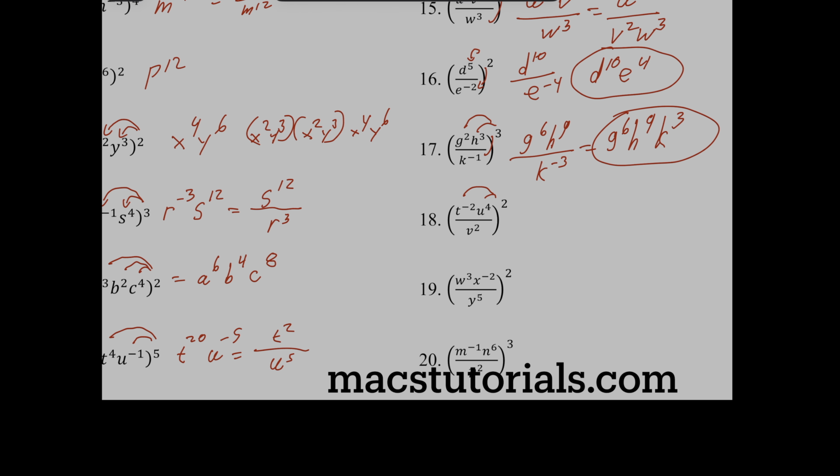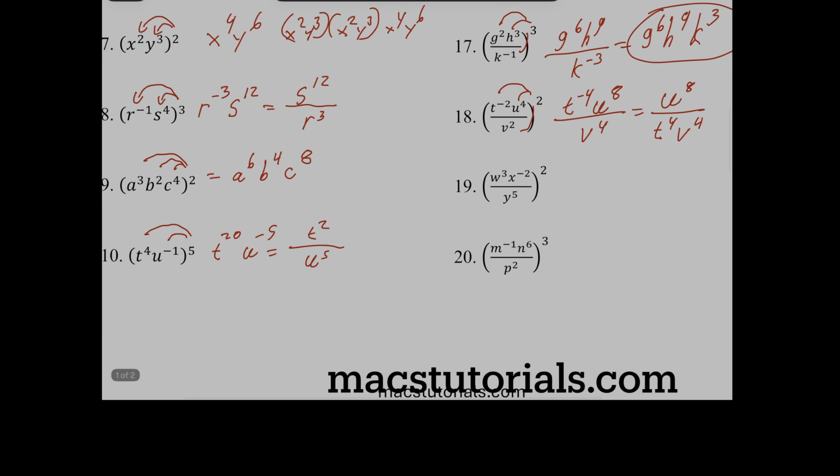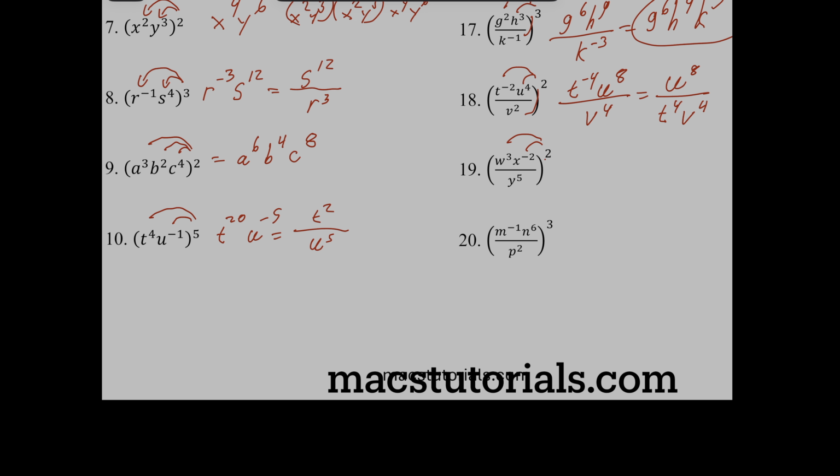This one, I'm going to square the first, square the second, and square the bottom. I'm going to get t to the negative 4, u to the 8 over v to the 4. And that's going to equal my u to the 8 is going to stay on top. My t is going to go down to the bottom. So t to the 4, v to the 4. This one I'm going to square, square, square. I'm going to get w to the 6, x to the negative 4 over y to the 10. I need to move my x down. So it's going to become w6, x4, y10, just keeping it all positive exponents.